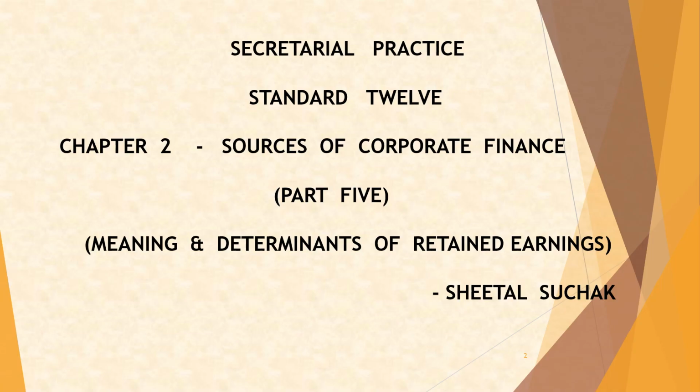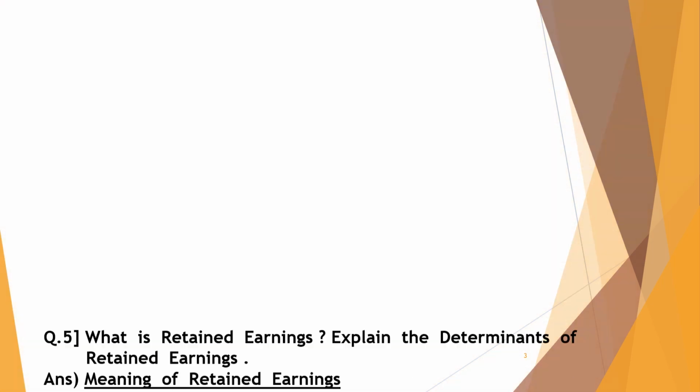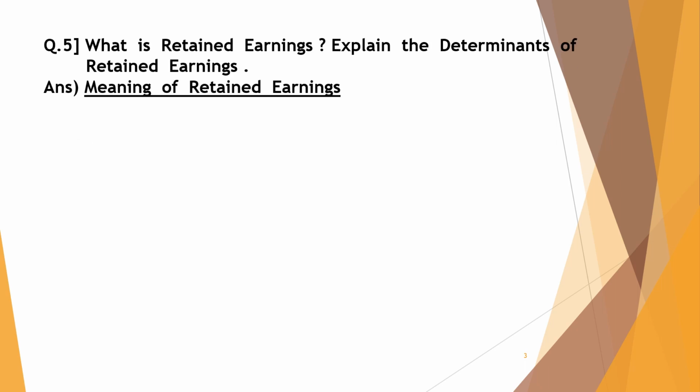Let us begin with part 5 of chapter 2, Sources of Corporate Finance, wherein today we are going to understand the meaning and determinants of retained earnings. Let us begin with the first question: what is retained earnings, and explain the determinants of retained earnings. Before we move towards the determinants, firstly we need to understand the meaning of retained earnings.